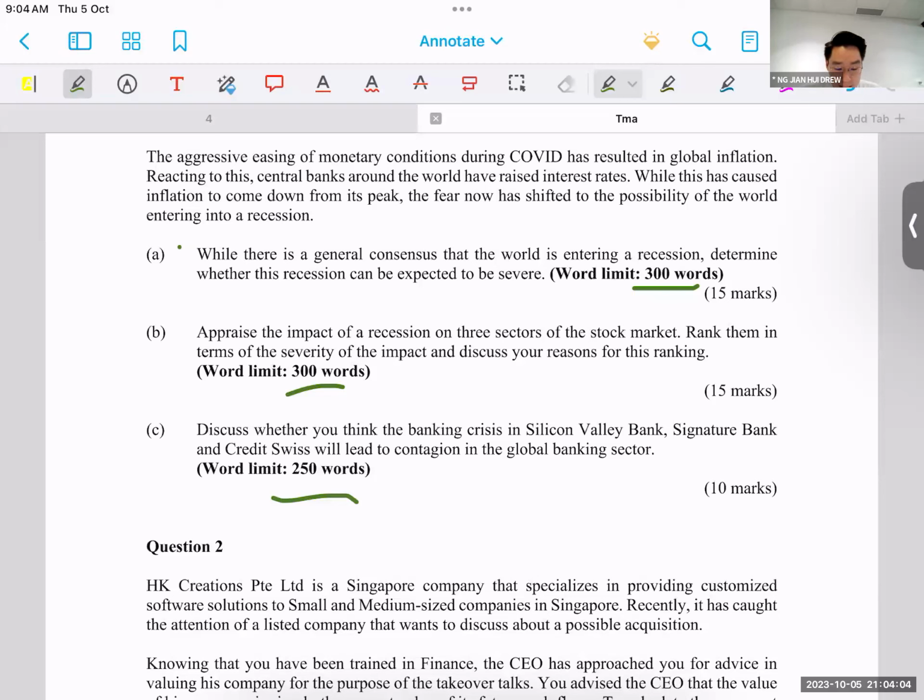Okay, so part B, appraise the impact of recession on three sectors. This one I'll not really go through. I think almost everyone got the full mark. If you just give three sectors that make sense and are not repetitive, you get full marks. So no problem with this.